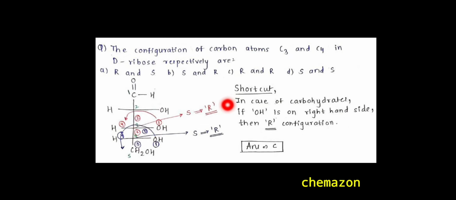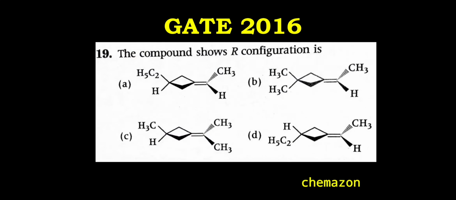So there is a beautiful trick to identify RS nomenclature in carbohydrate molecules: whenever the hydroxyl group or OH group is on the right side of the chiral carbon, the absolute configuration would be R. So in this way, both the chiral carbons, that is the third and the fourth chiral carbon, will have R configuration, and the correct answer would be option C.